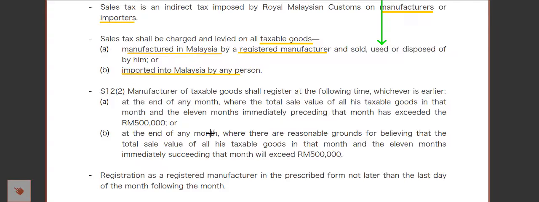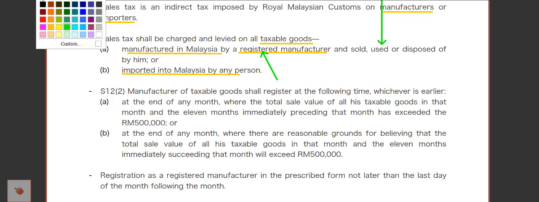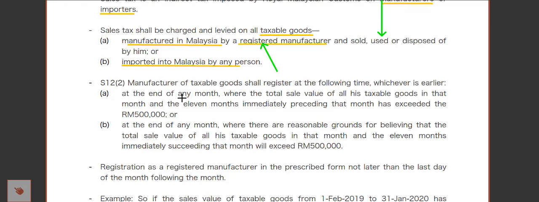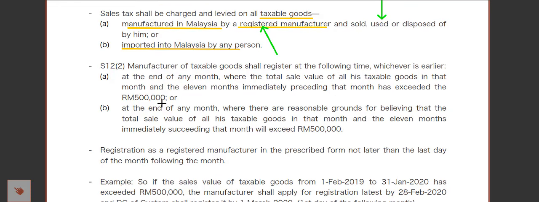Now, so how do you know if you need to be registered? Because it says over here that you have to be a registered manufacturer. Now, basically, this is what the law tells us, that a manufacturer of taxable goods shall register the following time, whichever one is earlier. Now, we have two tests to decide your sales threshold. One is on the historical sales, the other one is your prospective sales.